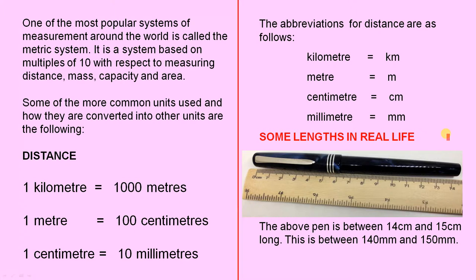So let's look at some lengths in real life. We're all familiar with a pen. This is a fountain pen here. It's a very special pen. So the above pen is between 14 centimetres and 15 centimetres long. This is between 140 millimetres and 150 millimetres if we do the conversion.